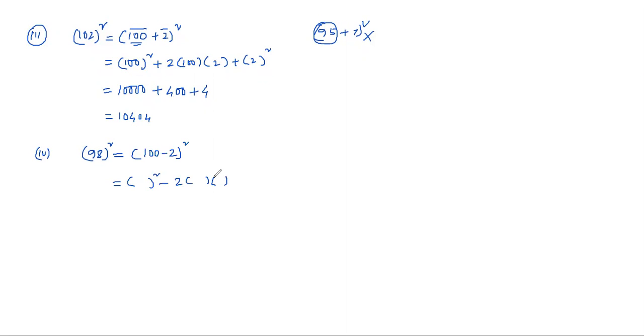So this is the place for a square, minus 2 a, this is the place for b, and then this is plus b square. So you go on putting the values. This is a, that is 100. This is 2, that is b. Now you work it out. This will be 100 square, that is 10,000. And this will be 400, and this will be 4. So your answer will be 9,604.